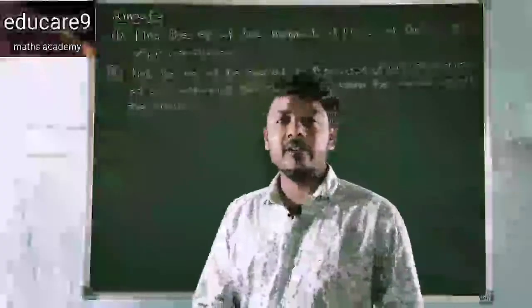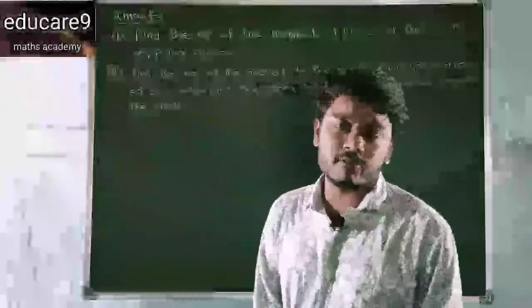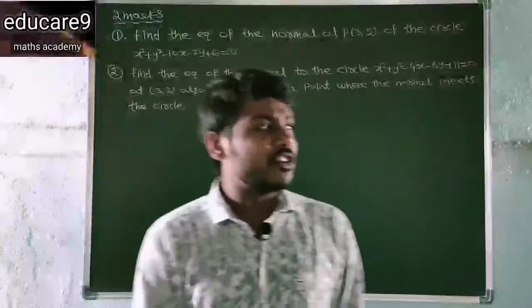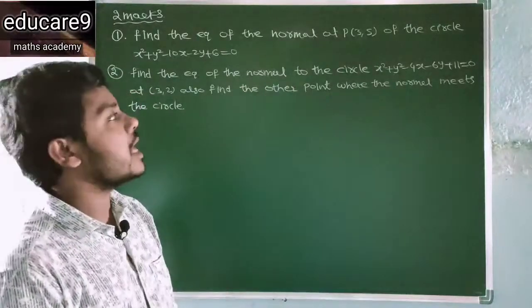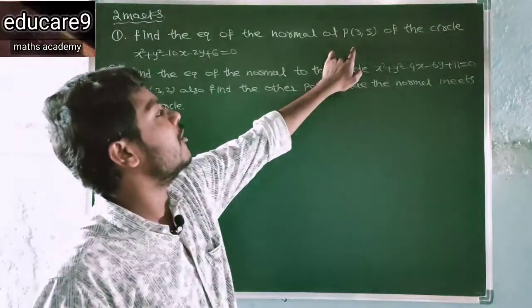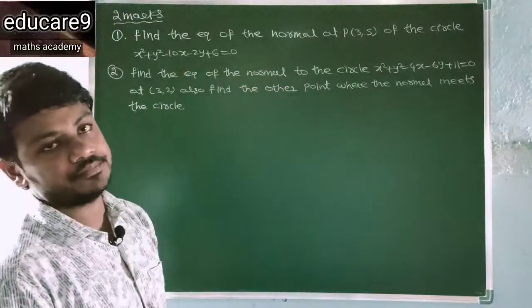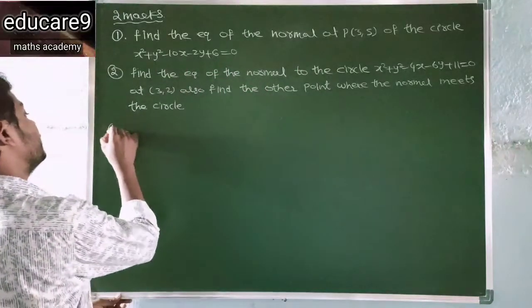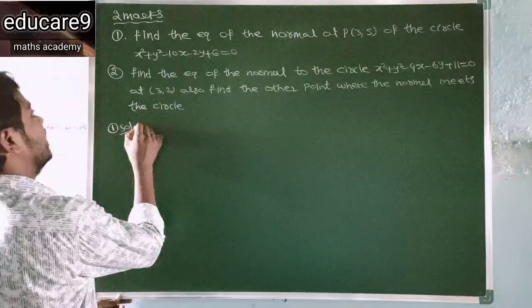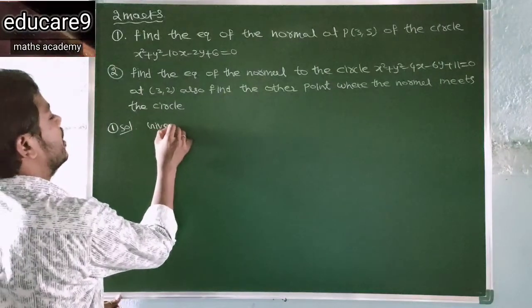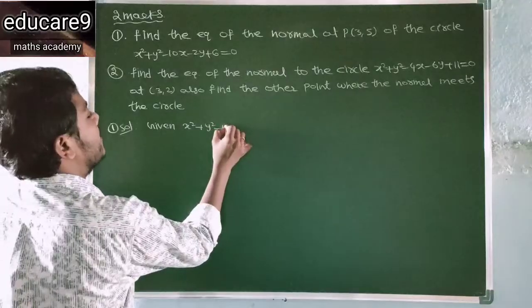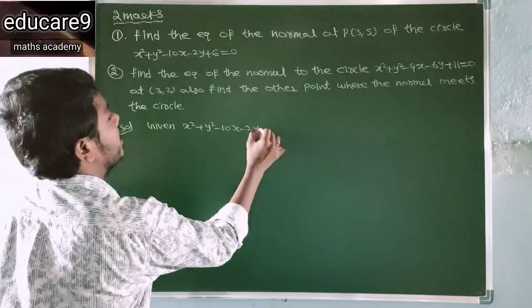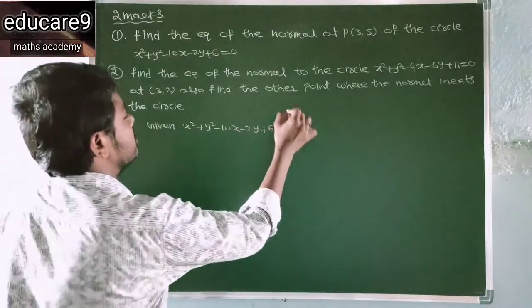Hello everyone. For this session, we will discuss a few problems. See the first problem. Find the equation of the normal at point (3, 5) of this circle. Given circle: x square plus y square minus 10x minus 2y plus 6 is equal to 0.